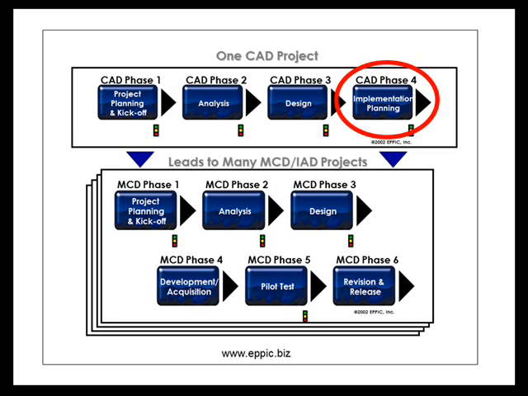Curriculum architecture design projects lead to one or many modular curriculum development and instructional activity development projects. And that's what's suggested in this particular graphic. The implementation planning phase of a curriculum architecture design project allows you to forecast all the projects and all the costs and all the people burden necessary to implement the priorities of the curriculum.